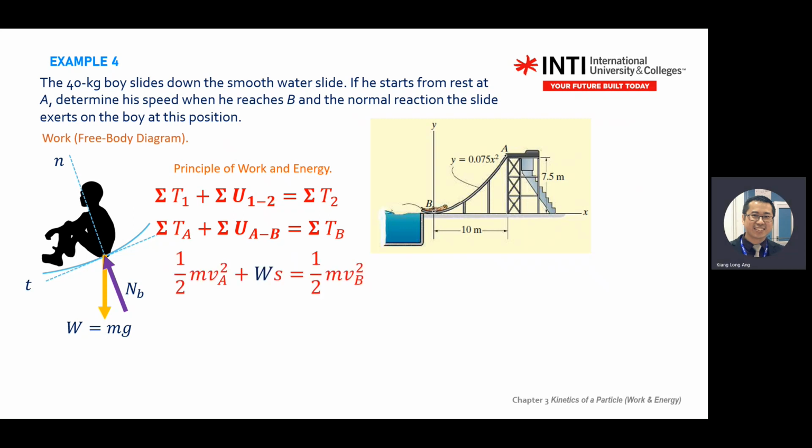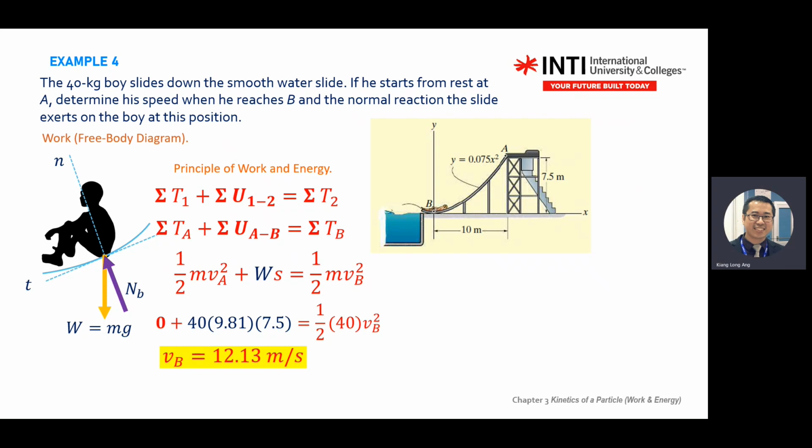You substitute the work. So the normal force normally does not create work, but in this case the weight, mg, is giving you positive work. Why? Because it is going down, and you can split this one vector into normal and tangent directions. The tangent direction will give you positive work because it is in the same direction. Then you substitute all the values. There's only one missing parameter, which is the velocity at point B. Then you find v_B.